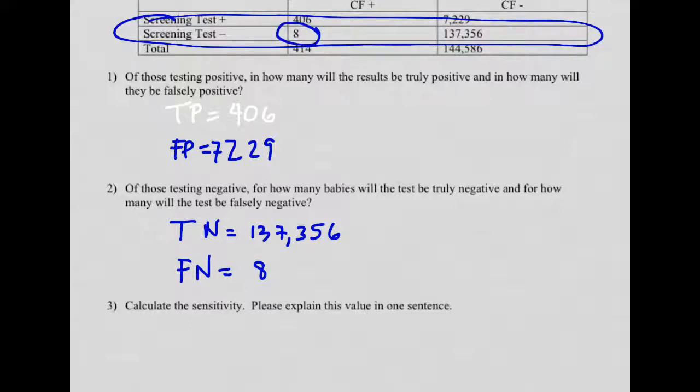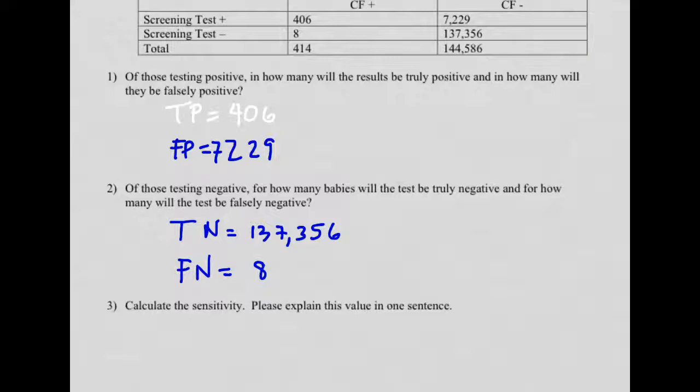So the purpose of these first two questions was really just to get you comfortable with the table and make sure you understand that there are 4 possibilities, right? True negative, true positive, false negative, false positive. Okay, so let's move on.